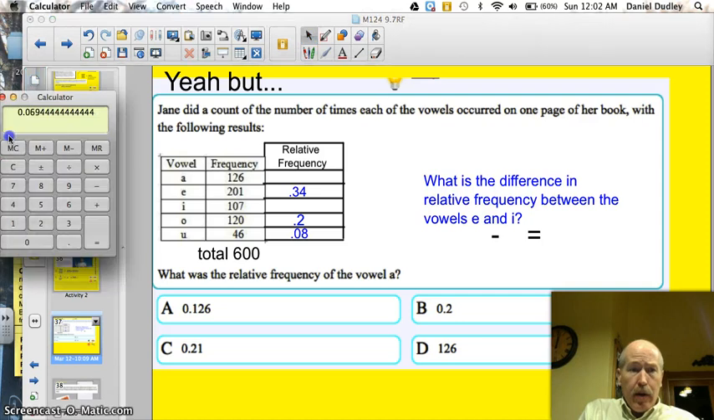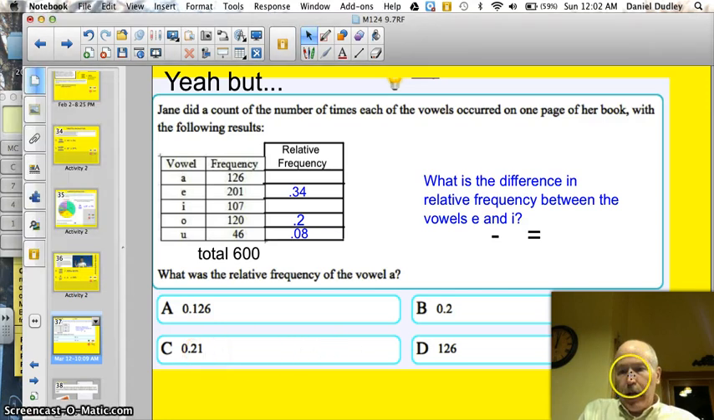So we want to know what was the relative frequency of the vowel A. So let me get my calculator, clear that at this time. I had 126 A's, 126 divided by a total of 600. Equals 0.21. So here's my answer, 0.21. I'm just going to put that in my chart. So now we've got the relative frequency for the A.